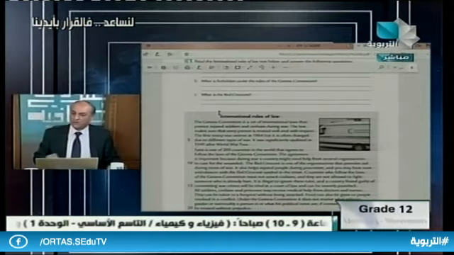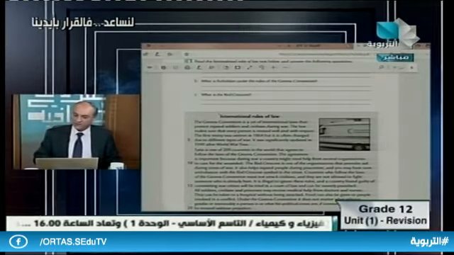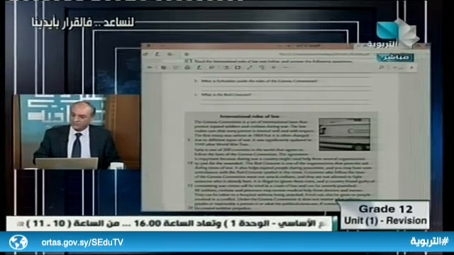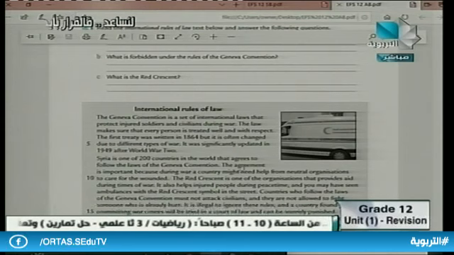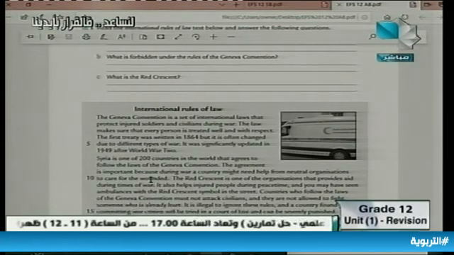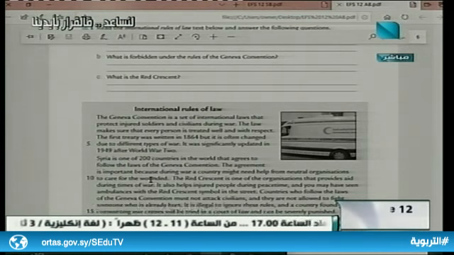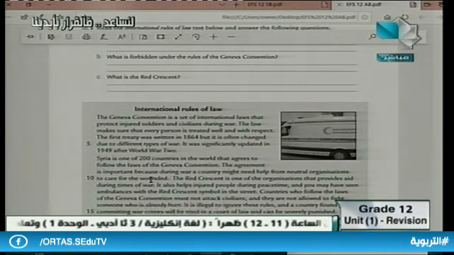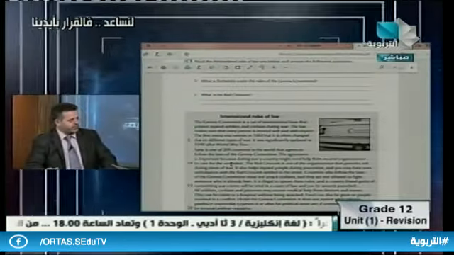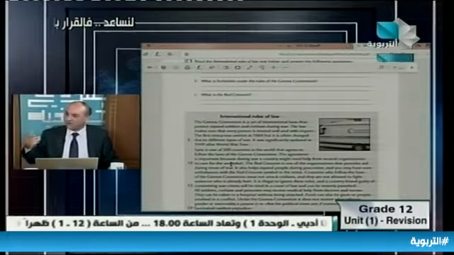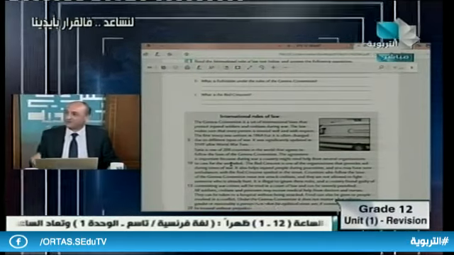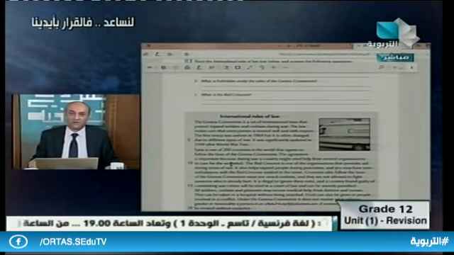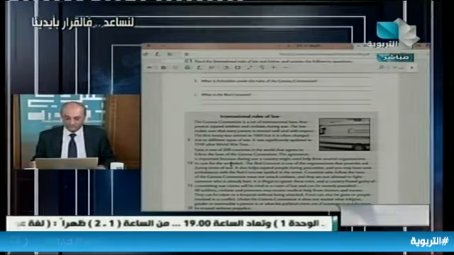Now, in the text itself, they say the agreement is important. Why, Mr. Mazen? Because during war, a country might need help from a neutral organization to care for the wounded. So, like what? Like the Red Crescent. I'm going to ask you about the Red Crescent, but after I receive another call, we have a call from Tartus. Good morning.